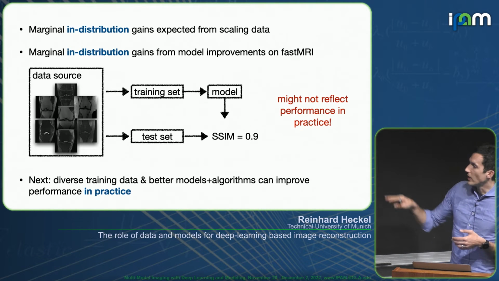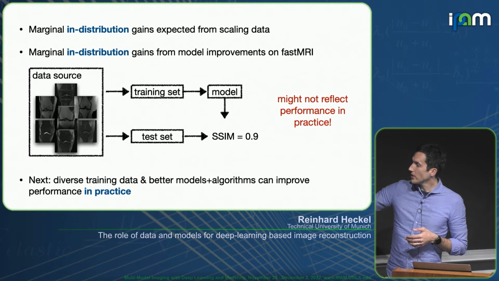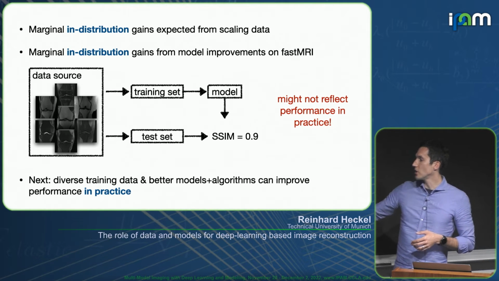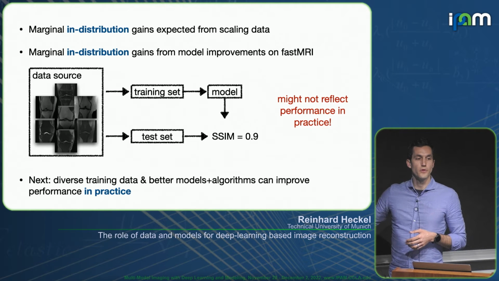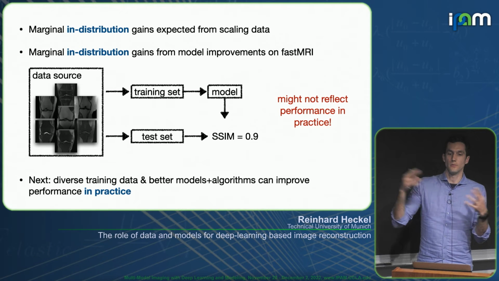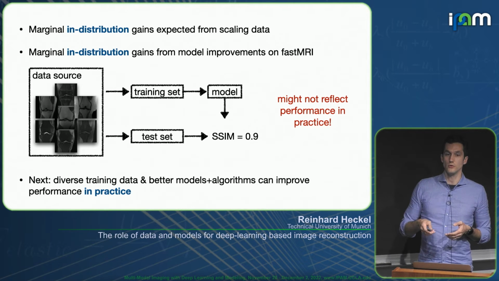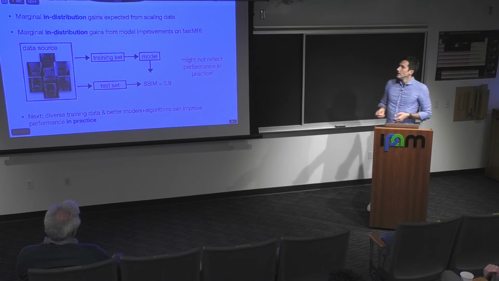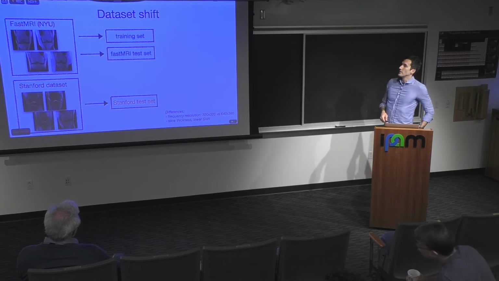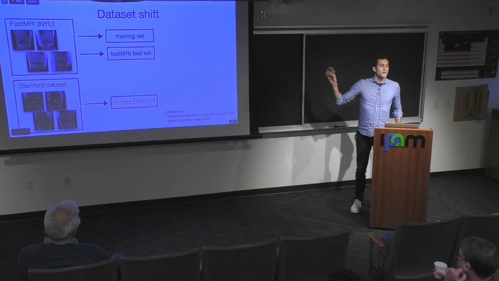Okay, so what I want to argue actually is that diverse training data, so more training data and better models and algorithms, can actually improve the performance in practice. And what I mean by improved performance in practice is really that it can improve out-of-distribution performance, which is what we are usually interested in practice. Okay, so let's see what I mean with out-of-distribution performance. So let's look at another experiment again.